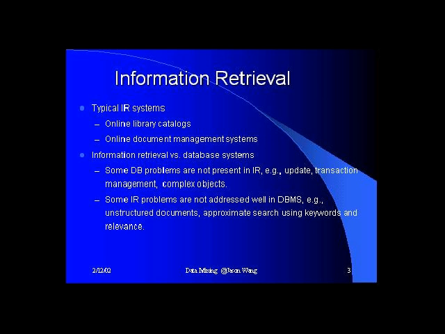So typical IR systems include online library catalogs or online library retrieval systems. Now, of course, today you see more advanced IR systems, including web search engines like Google.com or Yahoo.com. Those are new generations of IR systems.